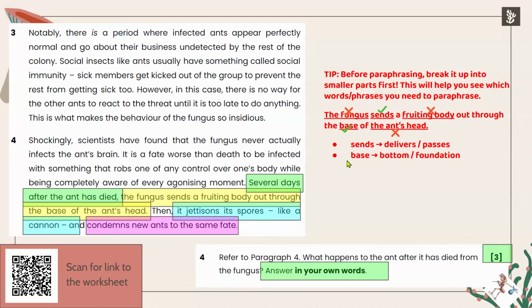Now, let's say I decide to go, because for the summary, one thing that a lot of us like to do is look for synonyms, right? So here are a couple of synonyms for sends and base. Sends, I have delivers or passes. Base, I have bottom or foundation. If we take a look at the word sends first, which synonym should I go with? The fungus delivers a fruiting body out of the ant's head. Fungus technically delivers and sends, same meaning, right? Does it sound natural? The fungus delivers a fruiting body out of the ant's head.